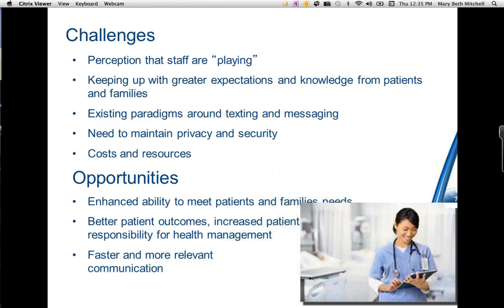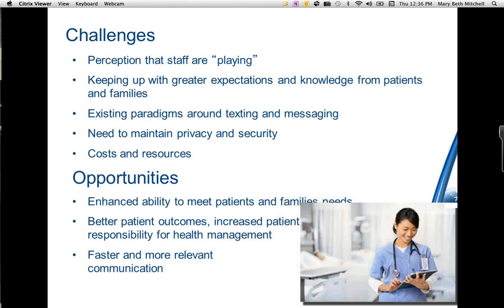So some of our challenges around communication, as we start looking at these highly sophisticated communication devices: there's still a perception that the staff are playing, that they are not working if they're being seen using a smartphone or sending a message. We assume they're texting a friend, not trying to communicate a lab value to a physician, for example. And also, we have trouble keeping up with greater expectations and knowledge from patients and families. It's getting harder and harder to not only keep up with the medical and nursing knowledge, but to also keep up with the expectations and the technology.